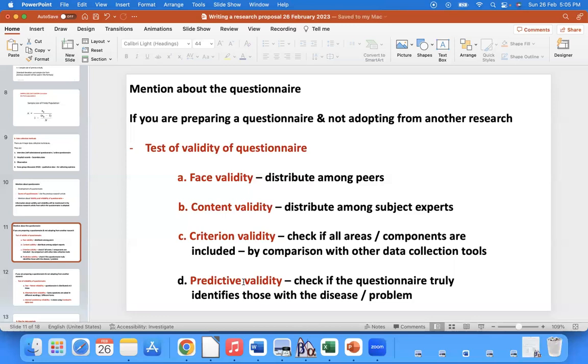Another one, after validity. What is the meaning of validity? Able to identify what it is supposed to identify. So, the questionnaire is supposed to identify depression. Are they really able to identify depression or not? That is validity. Truly doing what it is supposed to do.